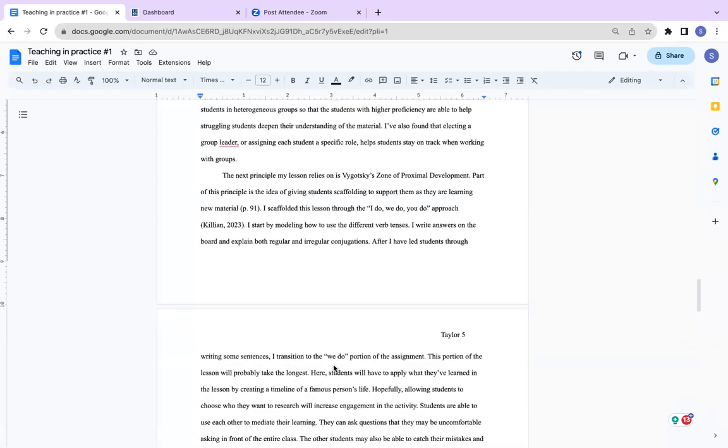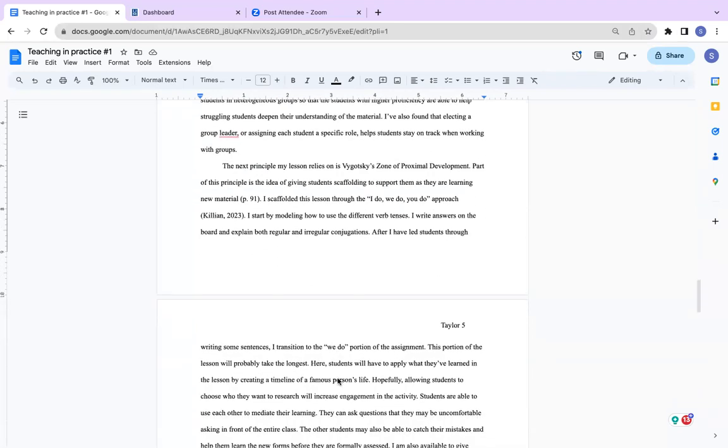Next, I tried to use some scaffolding techniques that are based on Vygotsky's zone of proximal development. So I followed the I do, we do, you do approach, the I do being the little mini lesson at the beginning with lots of group discussion. The we do being the task that students have to do where they're creating their timeline of a famous person, working together to create this final product. And the you do being the exit ticket at the end where they have to apply those concepts using their own life to create a mini timeline using the correct verb forms.